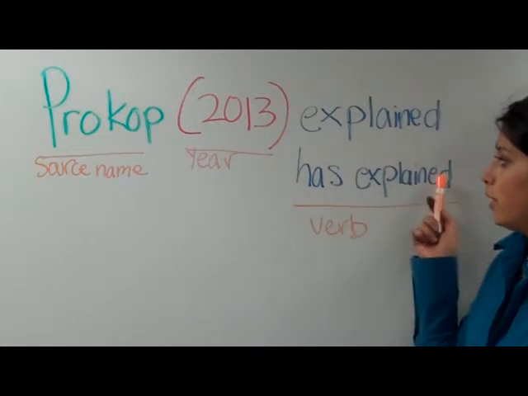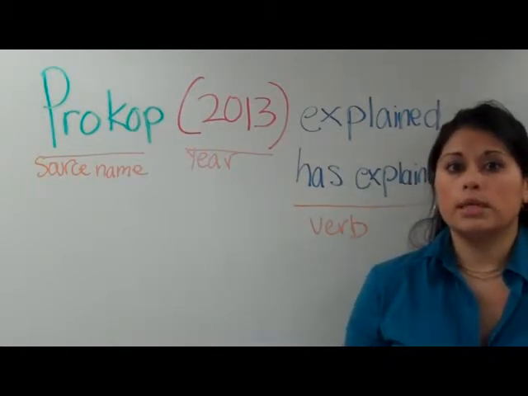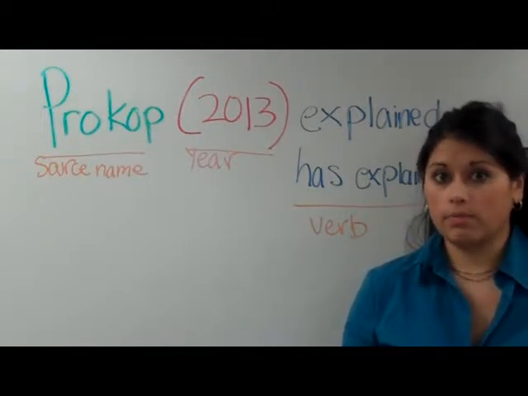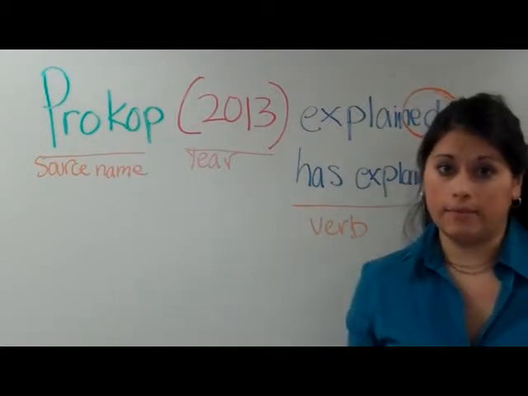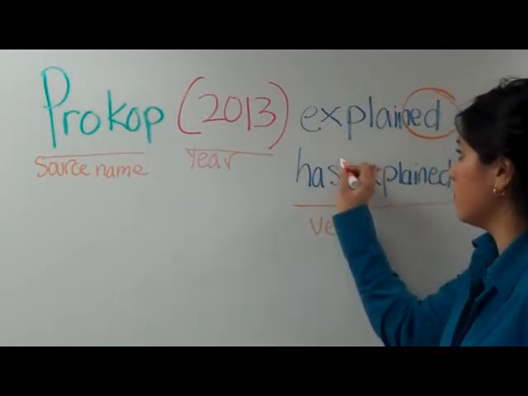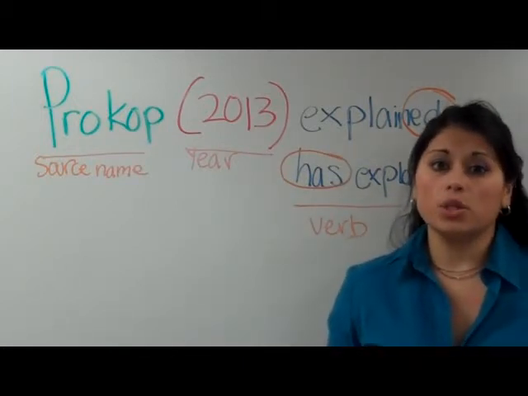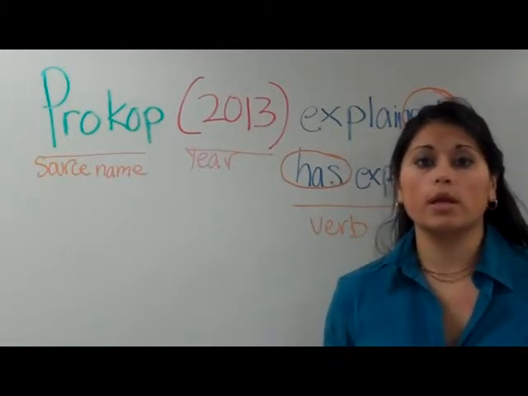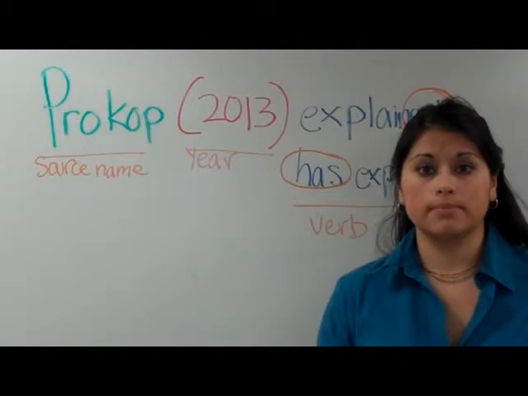The final part then is your verb. So in APA, you need to either use the past tense of the verb or the present perfect tense. Past tense has the -ed. The present perfect has the "has." So once you've done this, then you've basically got a signal phrase. You're just ready to incorporate the quote or the information that you've taken from the source.